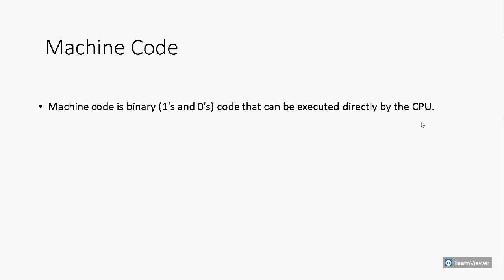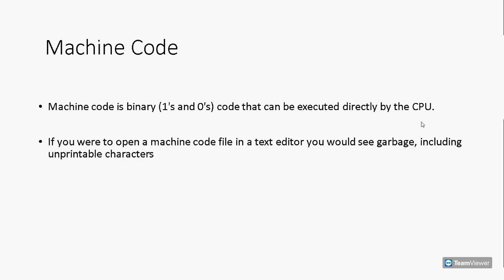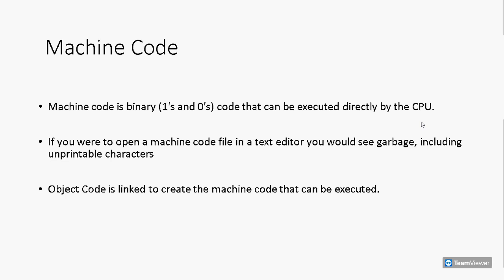Next we see what is machine code. Machine code is binary code, meaning ones and zeros that can be directly executed by the CPU. If you were to open a machine code file in a text editor, you will see garbage, including unprintable characters. Object code is linked to create the executable machine code.